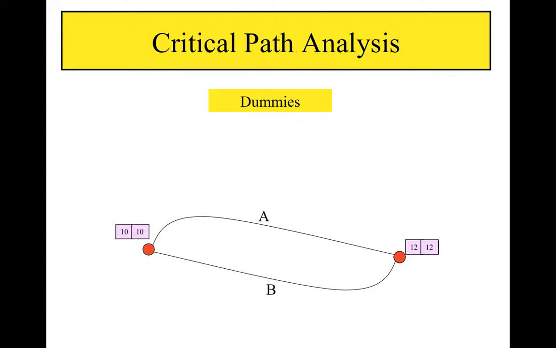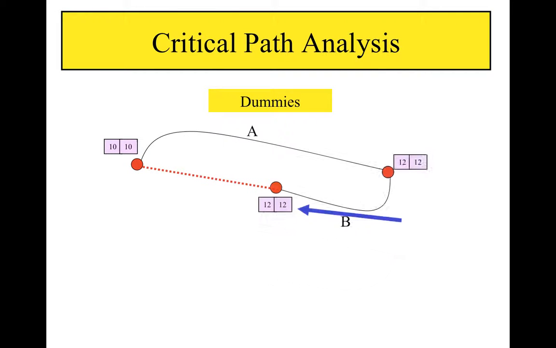The other reason to use dummies is to avoid ambiguity in our critical path diagram. We should never really have 2 nodes joined by a single pair of arcs. In this section of a diagram, for example, it is unclear whether the critical path should run through A or B. By adding a dummy activity, however, we can eliminate this ambiguity.